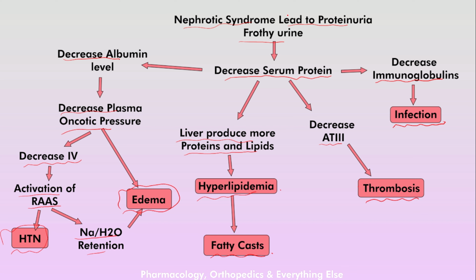So again, the nephrotic syndrome would decrease the serum protein, which leads to decreasing immunoglobulins, which leads to infection, decreasing antithrombin 3, which leads to thrombosis, making the liver produce more proteins and lipids, which leads to hyperlipidemia and fatty casts, and also decreasing the albumin level, which leads to decreasing the oncotic pressure and subsequently edema and hypertension.